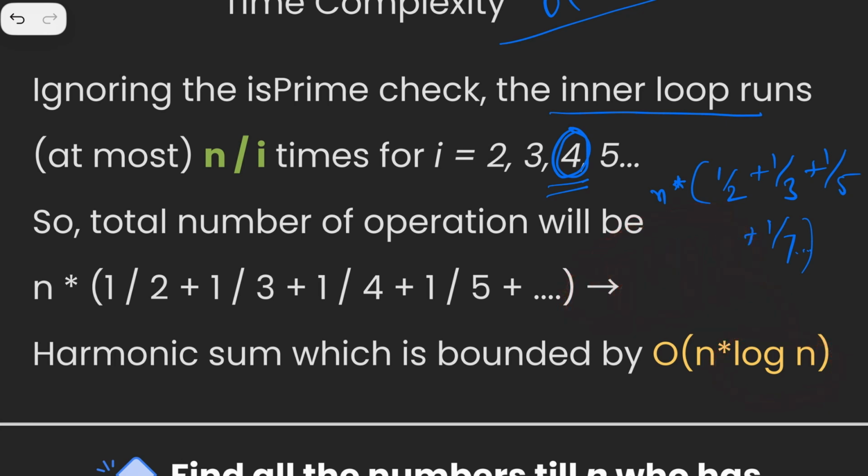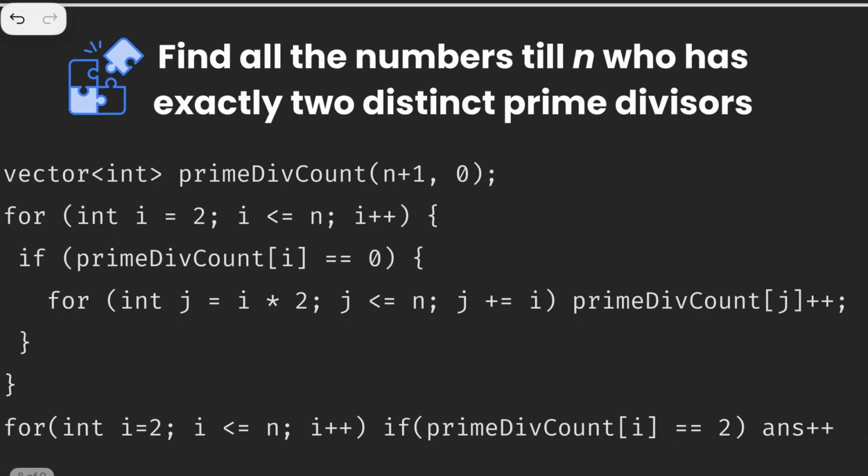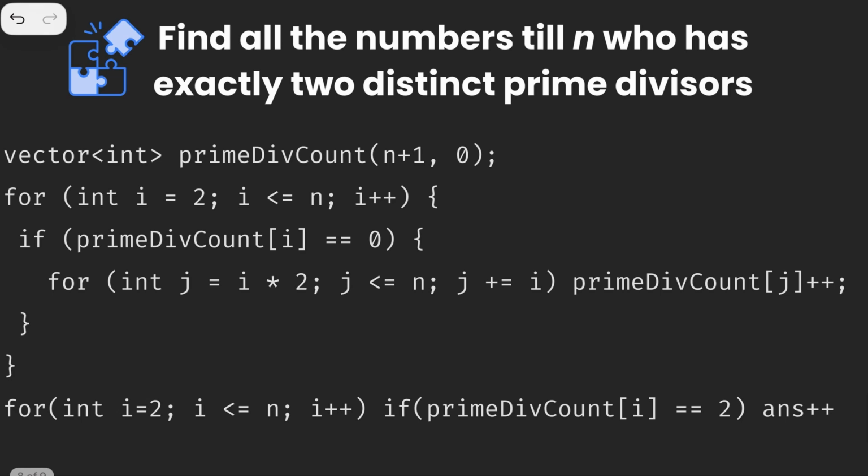That's the main concept that we need to understand here. So let's take a simple problem. The problem says that we need to find all the numbers till n who have exactly two distinct prime divisors. So we are now going to maintain the prime divisor count. Now if you look at the inner condition, we don't have the is prime array now.